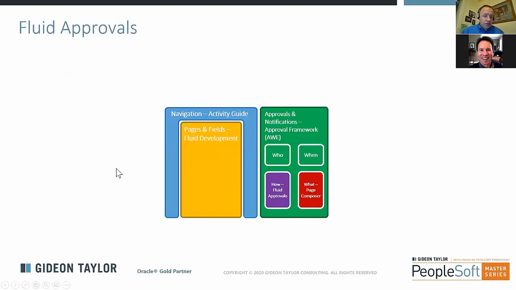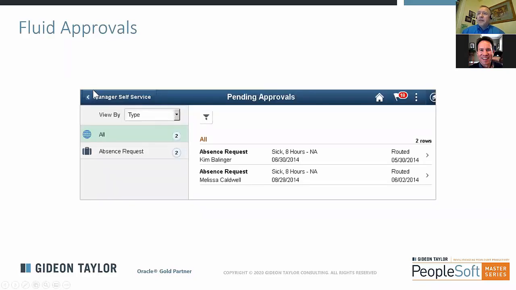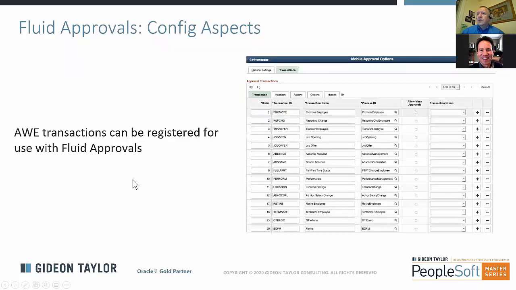Okay, so moving on to fluid approvals. That is this one little section under AWE. Fluid approvals is a great little application that lets people interact with AWE routings. It's browser-based. It's a PeopleSoft page. So basically, using fluid approvals, you get a tile on your home page that, when you click on it, brings you into, again, it's fluid based, a list of your pending approvals. And when you select an option on the fluid approval page, it will allow you to act on that approval. We're not going to that approval page yet because that's the next tool, the approval page composer.